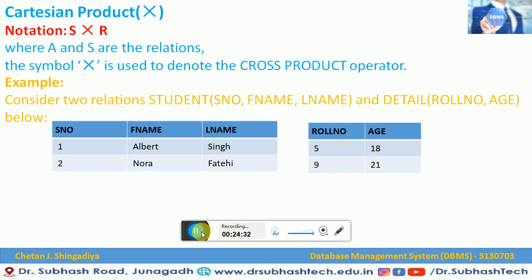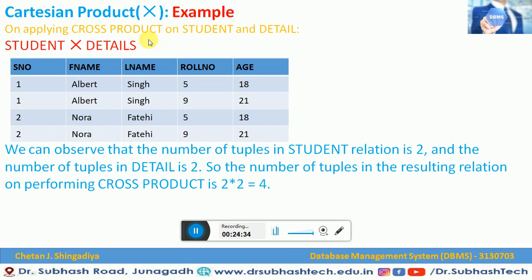Let's see how it will be executed. Now let's see, on applying cross product or a Cartesian product on the student and details relations, it will be written this way: student cross details, and there are 5 columns. After doing the cross product, you can see the first 3 columns, S number, first name and last name, are from relation student, and roll number and age are from details.